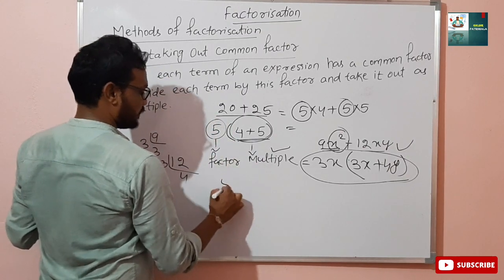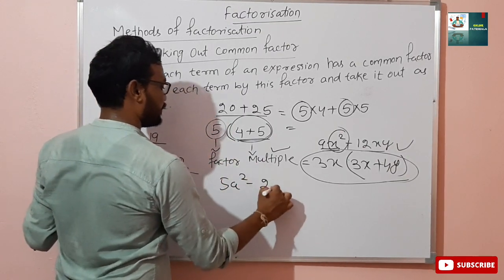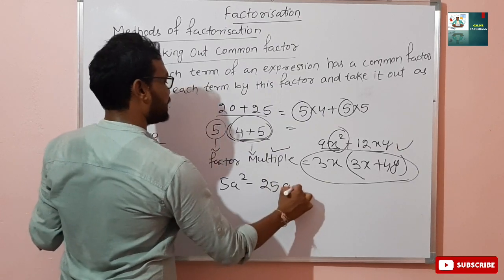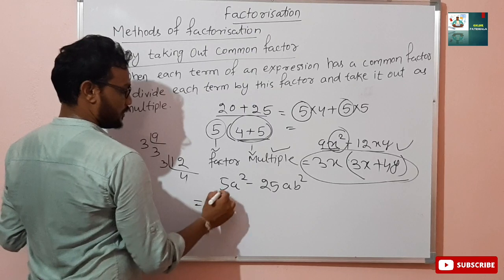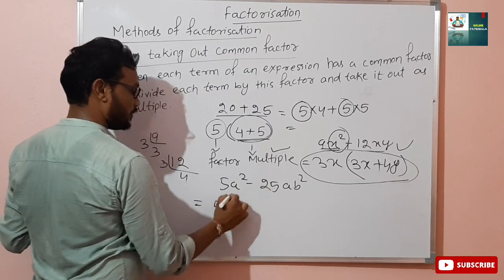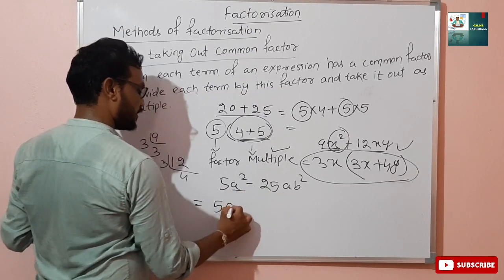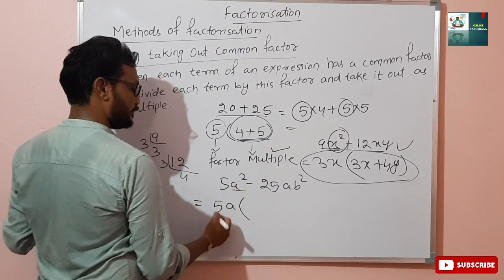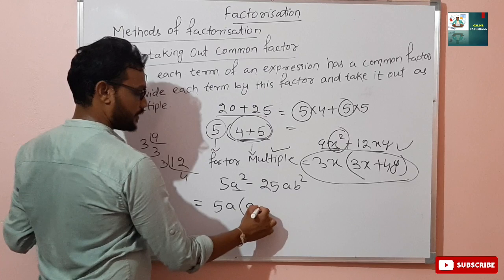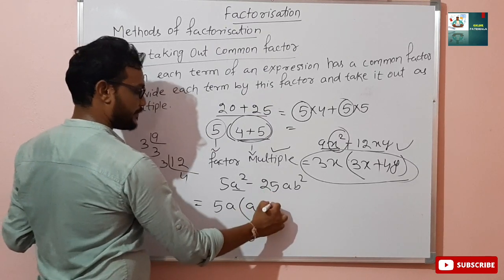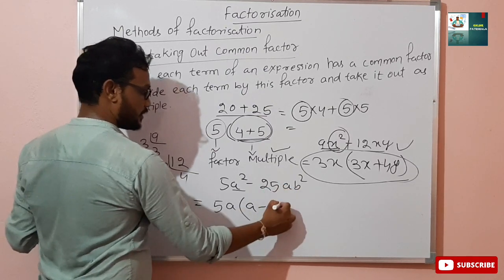Suppose I am taking another example, 5a square minus 25ab square. Here in the numbers, 5 is the common factor. Here a square, here a. So take a as common. Here a square divided by a, a is left. Then 25 divided by 5 is 5. a cancels. How much is left?